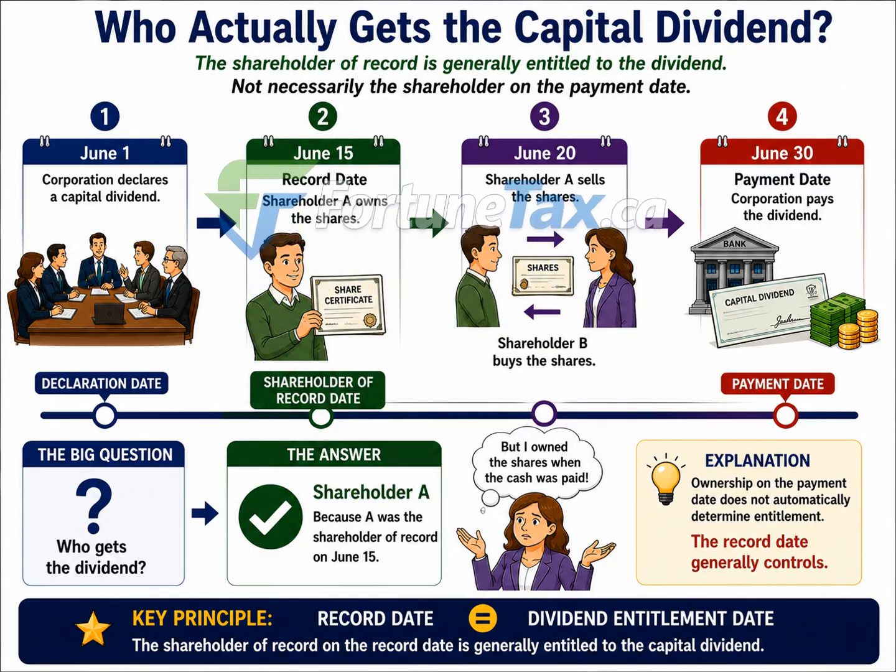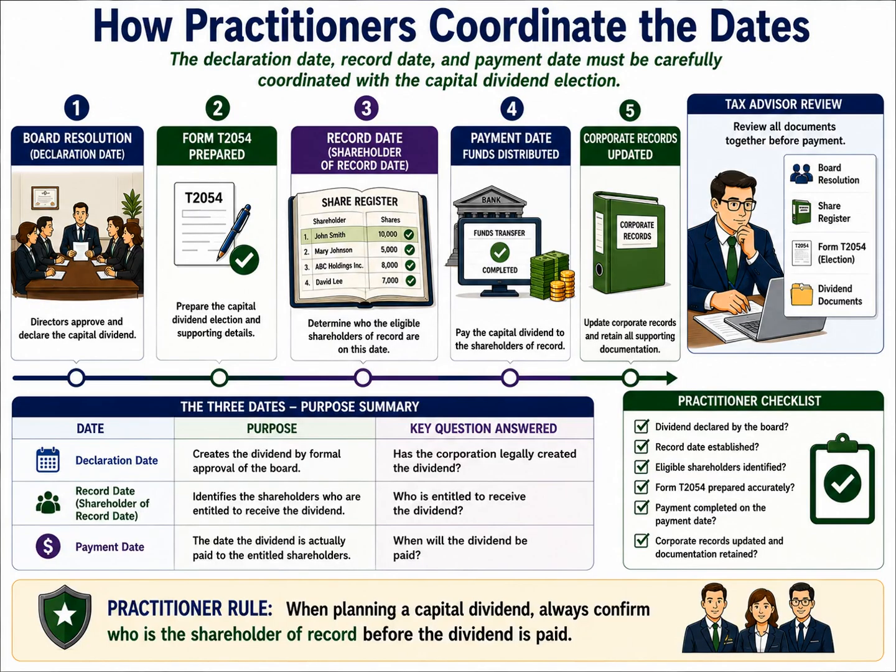In the next slide, we'll see how tax practitioners coordinate the declaration date, record date, payment date, and Form T-2054 election to ensure the capital dividend is paid correctly and documented properly. Now that we understand the three important dividend dates and how the shareholder of record determines entitlement, let's look at how tax practitioners coordinate the entire process in practice. When a corporation plans to pay a capital dividend, there is much more involved than simply writing a check. Several legal, tax, and corporate steps must be completed in the correct order.